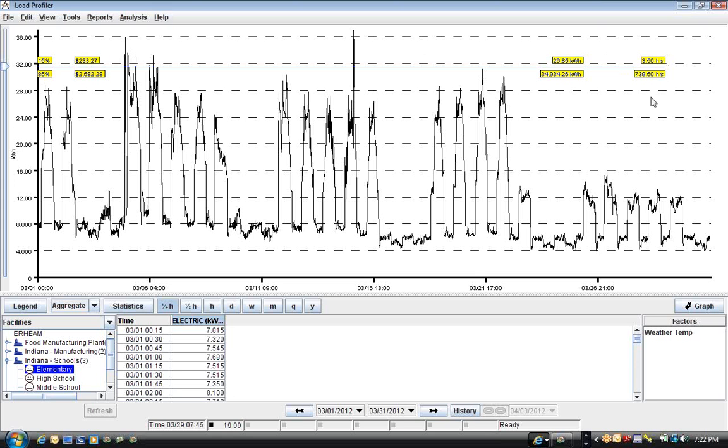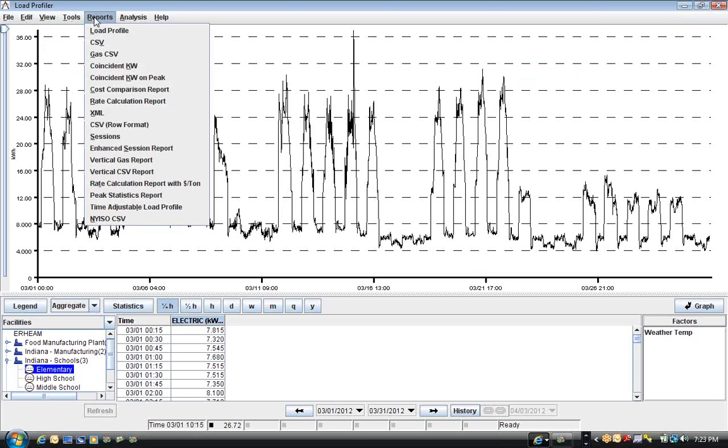So this is something that I could bring to the discussion and talk to them about last month, in the course of discussion about their load profile and their consumption patterns. So in this case, I did identify something with this particular elementary school.